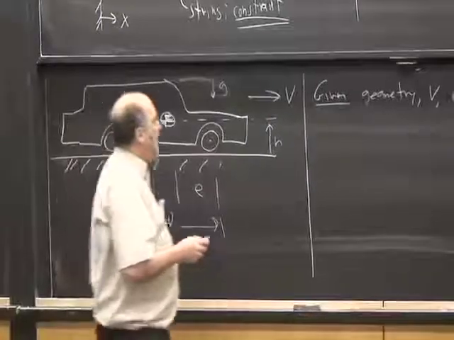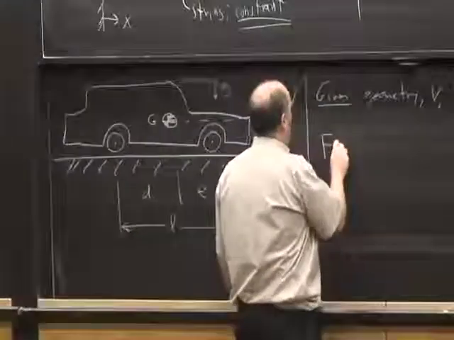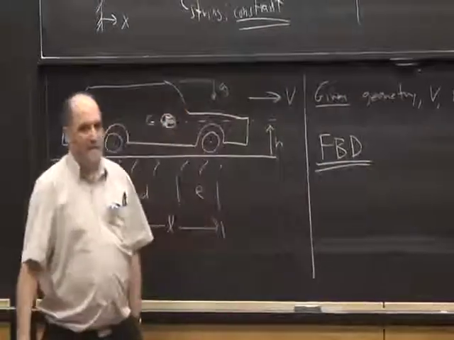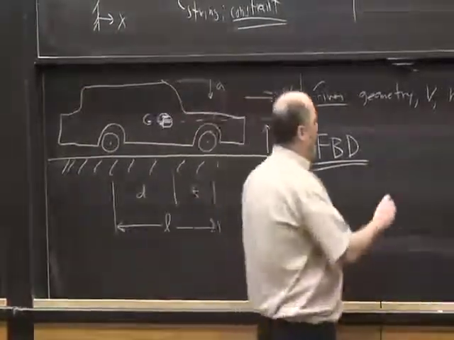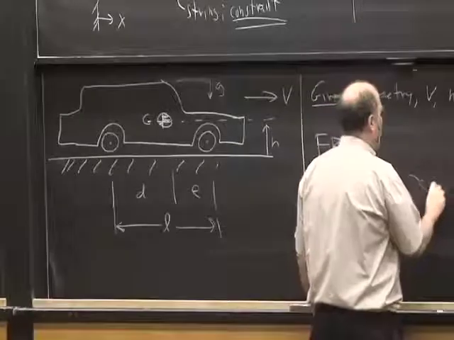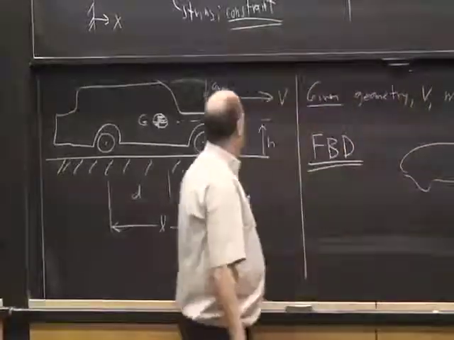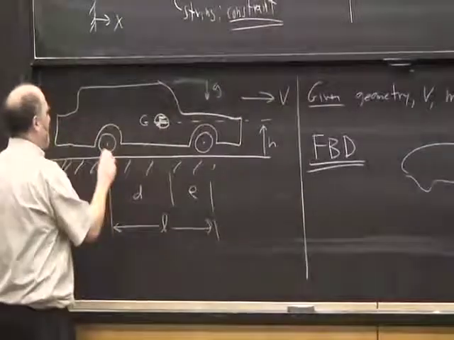Okay, so how are we going to do that? We'll start out by drawing a free body diagram, and then we'll write the laws of mechanics. So what does the free body diagram look like? Well, we don't have to draw in great detail everything. We just draw a car. All we need to do is make sure we get the key points on the picture.